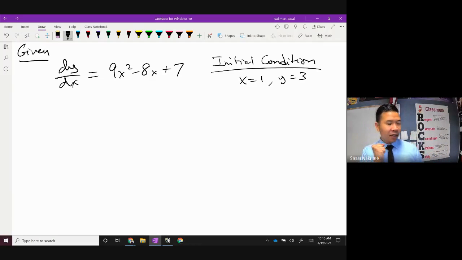Now, can you guys take a second right now and see if you can earn your first point? Can you separate your y's and your x's on there? I'll give you guys about 10 seconds. Try that out.